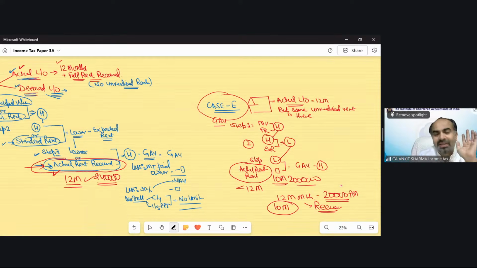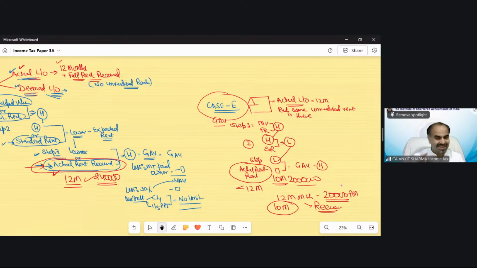Under the Income Tax Act, this is just to make you understand the difference between different situations. Suppose a client comes to my office and says, I have a house which is let out and I want to know the taxability of that house. First of all, I will ask him whether the property is let out for 12 months. He says yes. Okay. And then I'll ask whether you received the full rent.